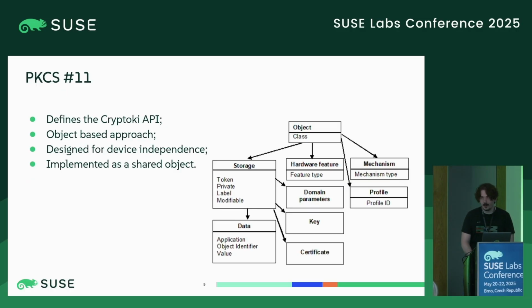Okay, so what is PKCS#11? It's basically a standard developed by OASIS now that defines the Cryptoki API, which is the API you use to interact with the token. It uses an object-based approach to do this, and is designed basically to be completely independent, so you can do everything on any device. It is a very complete API. It can do everything a certificate authority needs to do, issue CRLs, revocation lists, everything, and it is implemented as a shared object most of the time, and this is a big problem.